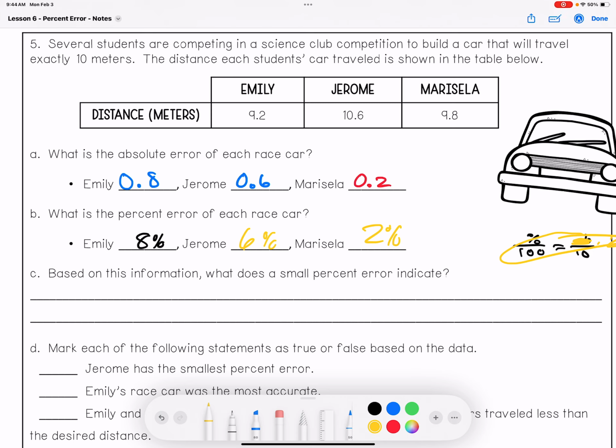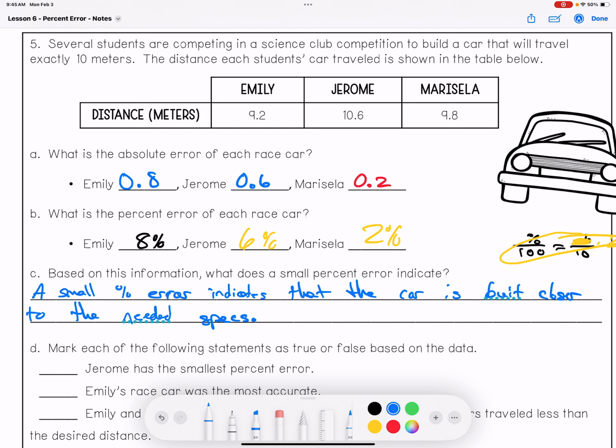All right, based on this information, this is kind of a science question here. What does the small percent error indicate? A small percent error indicates that the car is built closer to the needed specs. Specs stands for specifications.